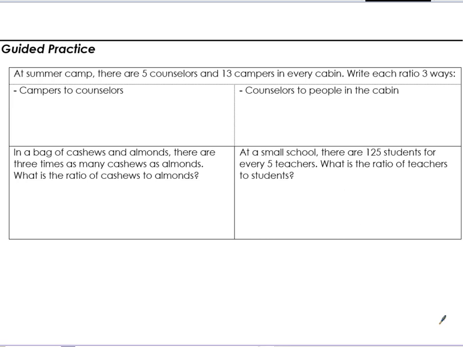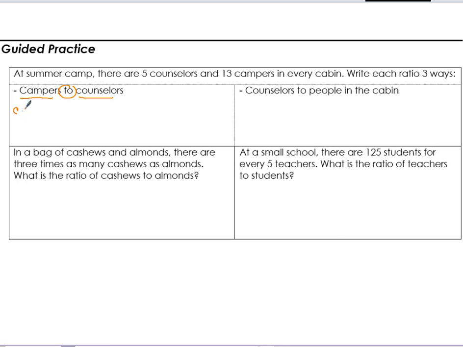So this first problem, I have a scenario. At summer camp, there are 5 counselors and 13 campers in every cabin. Write each ratio 3 ways. Okay, so the first way that it's asking me to represent with ratios. So here I have campers to counselors.